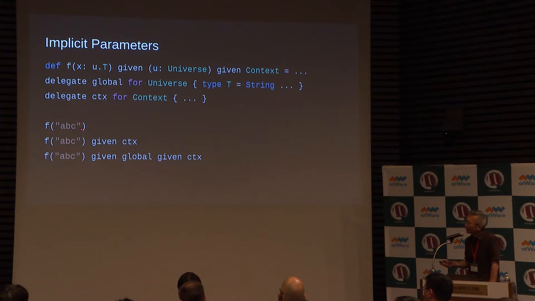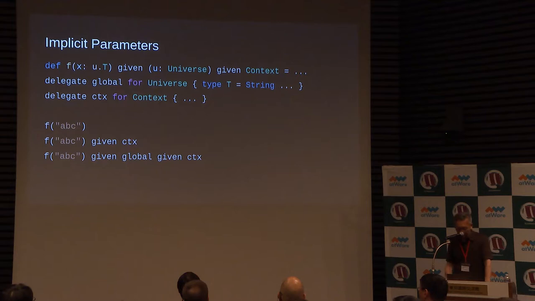And if you want to specify specific contexts, then you need to use this syntax. So F A B C given ctx, and you can have more than two implicit parameter lists, unlike Scala 2. If you have the second list, you need to specify like so. So two given, right? I think this is a lot more clear than before, because otherwise you need to do the apply thing a lot of times.